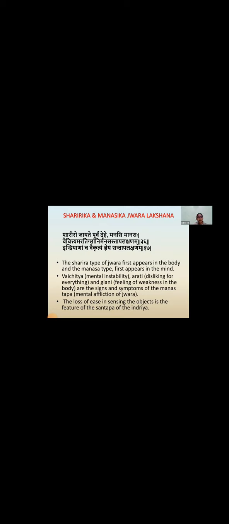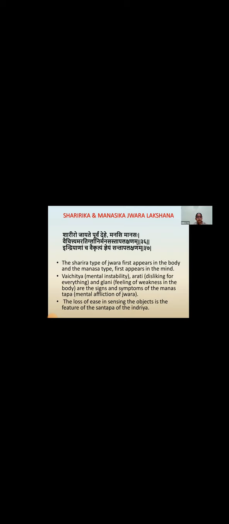So how will you understand there is a difference between Sharirika Jwara and Manasika Jwara? If it is a Sharirika Jwara, maybe because of the Mithya Ahara Vihara or such other reason, there will be first the Sharira Vyatha, or there will be Tapa in the Sharira. So first there will be affliction towards the Sharira, whereas in Manasika Jwara, first there will be affliction in the Manas, later there will be Tapa in the body. These are especially the Vaichitya, Arati, Glani, all the signs and symptoms of the Manastapa.